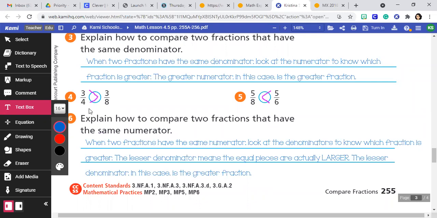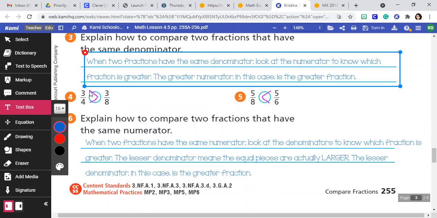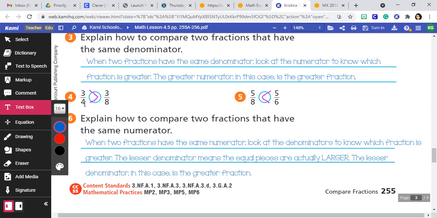See how 4 is less than 8? But because fourths were larger equal pieces, when you compared 3 of these and 3 of these, these were larger pieces, so 3/4 would be larger. And 8 and 6. 8 is larger than 6, but if you had a circle that was cut into 6 equal pieces instead of 8, that means these equal pieces were larger than these equal pieces.